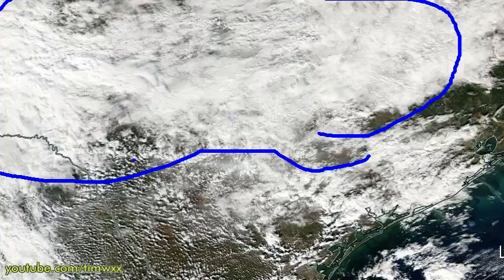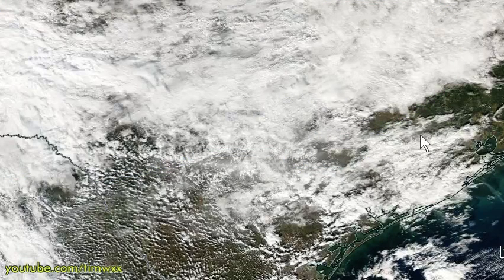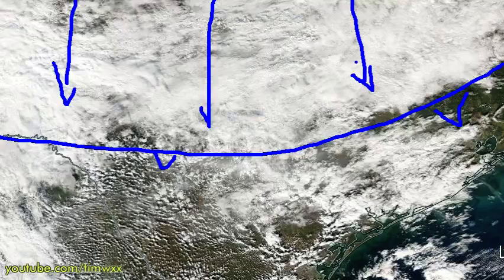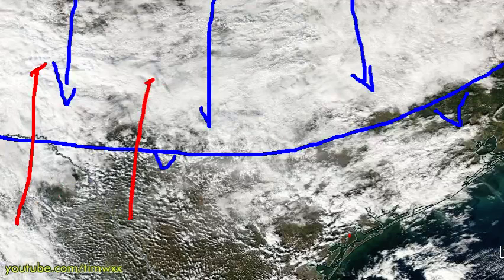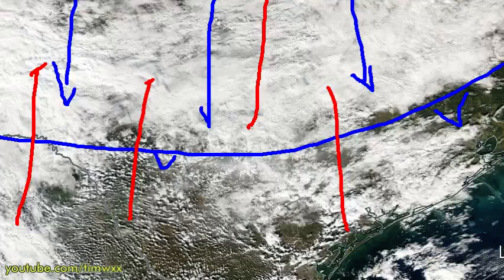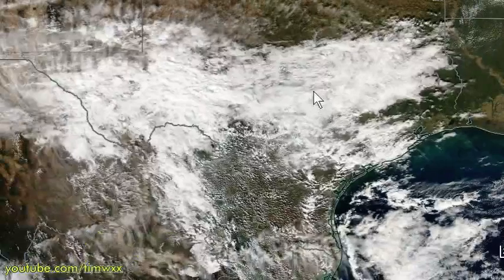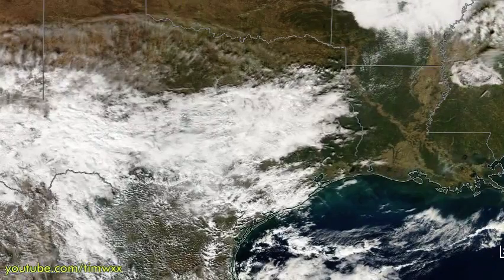So this could be a good setup for isentropic lift, which is essentially overrunning when the cold front moves southward. Though we might have north winds behind the front, aloft we might see south winds over that, and that will force air to rise. If the humidity of that air mass is high, you're going to get clouds and possibly rain. So let's check out the weather pattern first before we get into that.